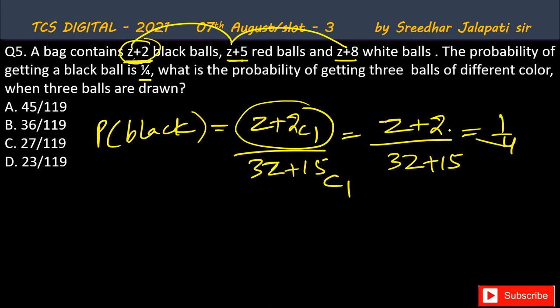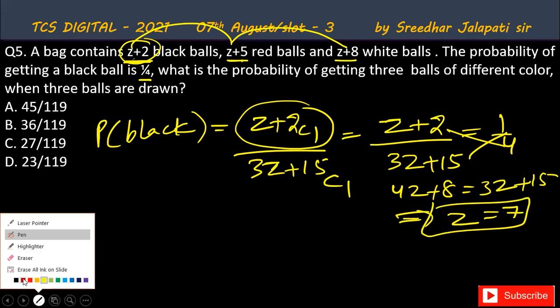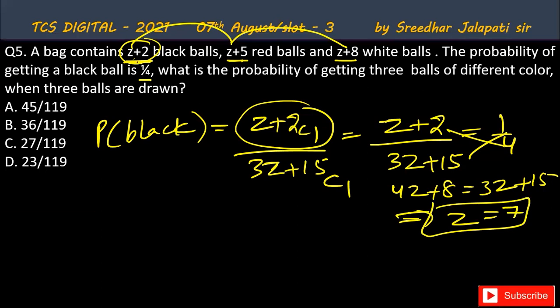So if I simplify on cross multiplication, 4Z plus 8 is equal to 3Z plus 15. That implies Z is equal to 7. So the variable Z is 7. So as the variable Z is 7, now by substituting Z value, number of black balls become Z plus 2, 7 plus 2, 9. Number of red balls, Z plus 5, 7 plus 5, 12. And number of white balls, Z plus 8, 7 plus 8, 15.